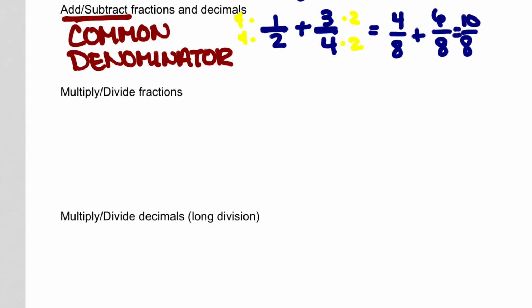Now, of course, I would reduce that by dividing both by 2 and just getting 5 over 4. And that's one way of doing it. That's the easiest common denominator. But remember, there's another way we could have done it. If I had 1/2 and 3/4, I could have used the least common denominator.